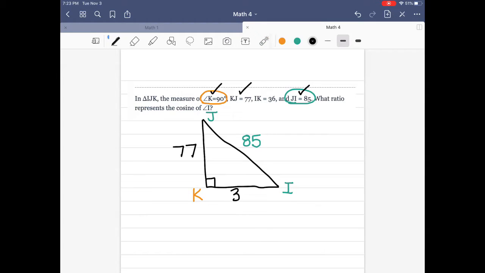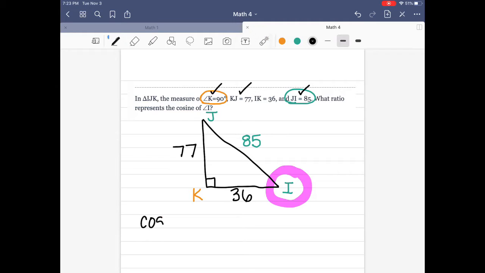Now, this is obviously not drawn to scale, but we're still looking to answer what ratio best represents the cosine of angle I. So angle I is what we're going to be looking at. I'm going to come over here and highlight what angle we're looking for. So you're going to pretend that you are standing at angle I, and we're looking for cosine.